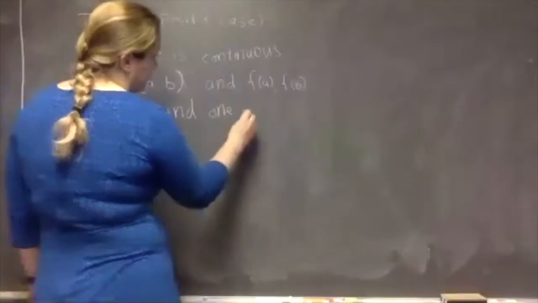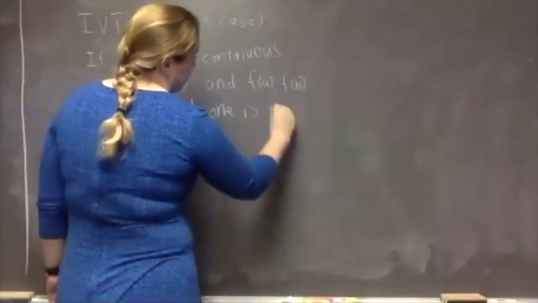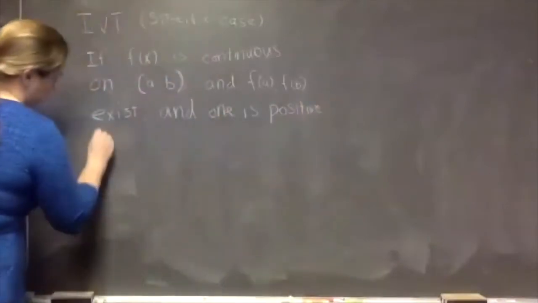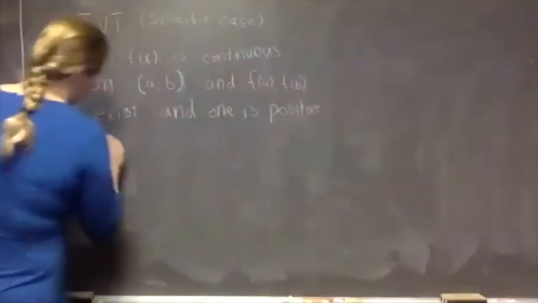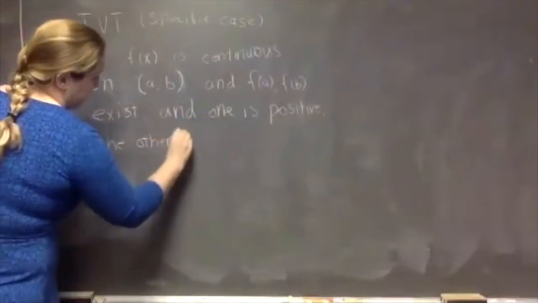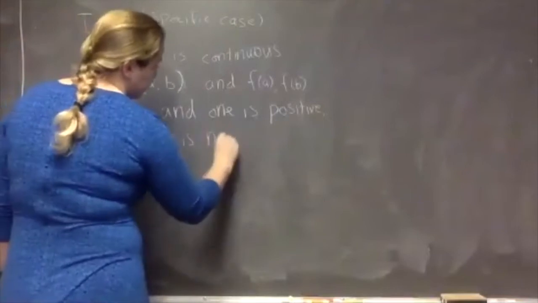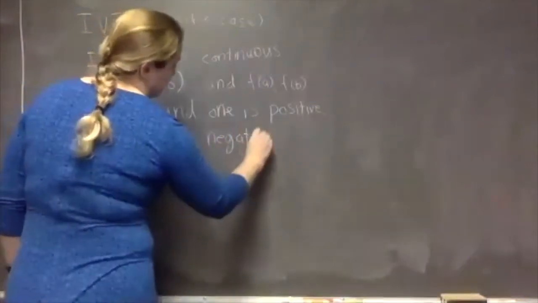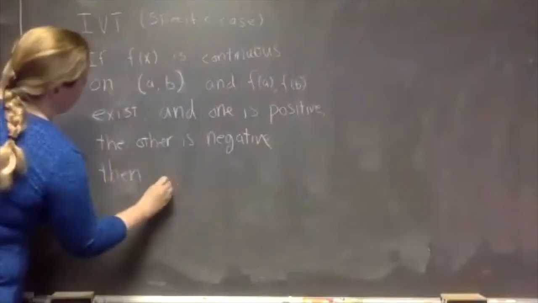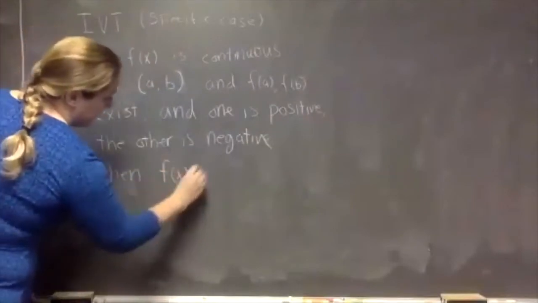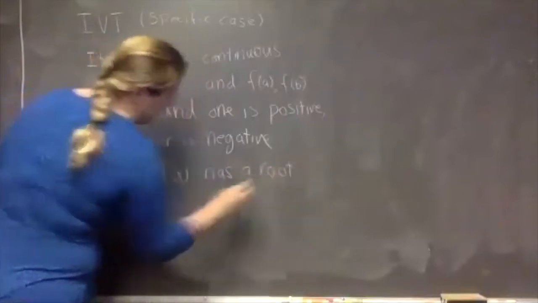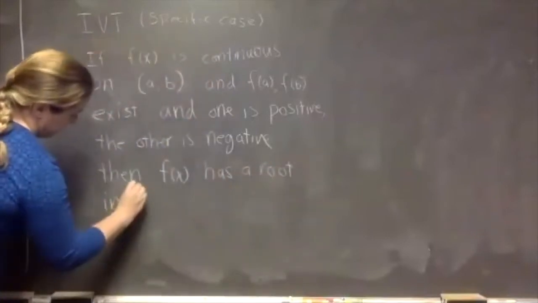one of them is positive, the other is negative, then f of x has a root in (a, b).